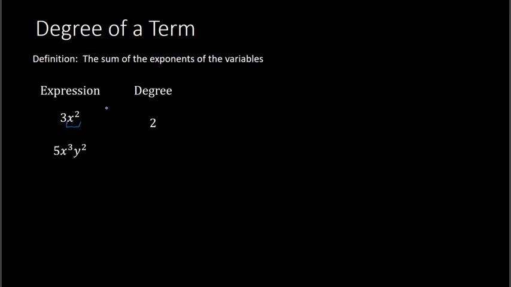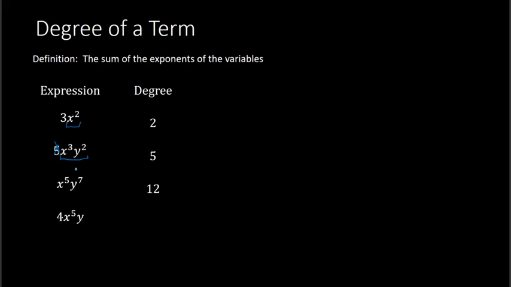But if you start putting in other variables, so now we have 5x cubed y squared. To find the degree, I just look at the variables. So I can ignore the 5, and I can look just at the variable part. So what I do is I add the exponents of the variables. So 3 plus 2 would be 5. So the degree of this expression would be 5. Here's another one. X to the fifth times y to the seventh power. So here, you add the exponents of the variables. 5 plus 7 means the degree would be 12.